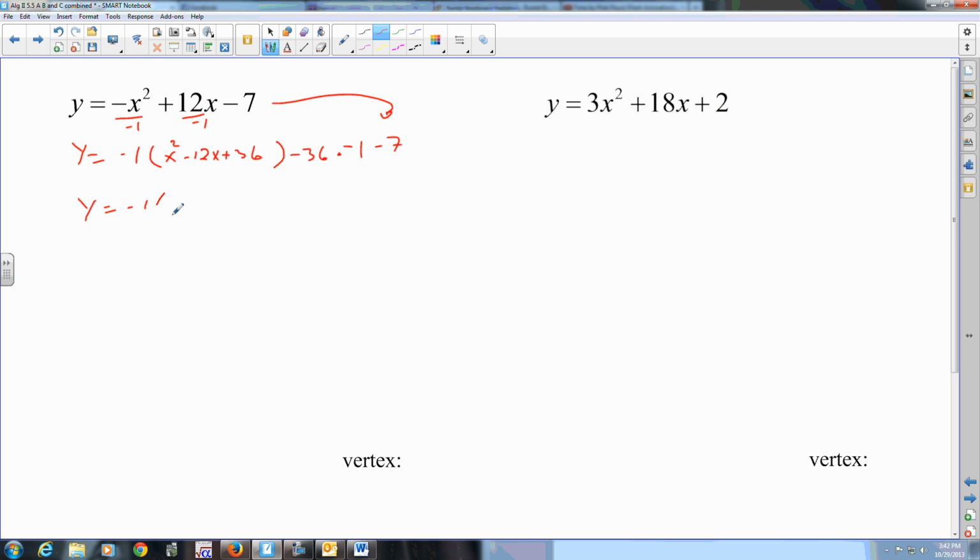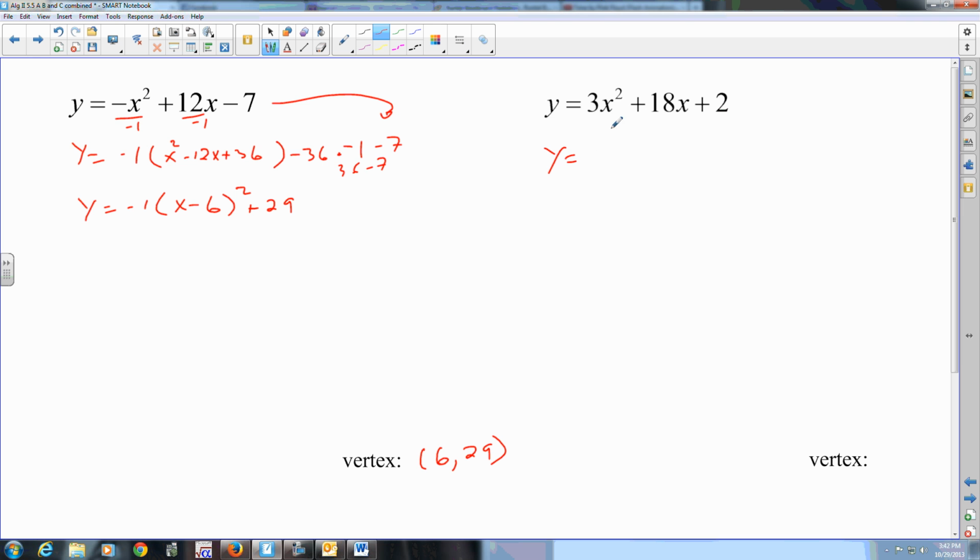Y is equal to negative 1. Take half the middle, squared. That becomes 36 minus 7, so plus 29. And your vertex then is going to be 6, 29.